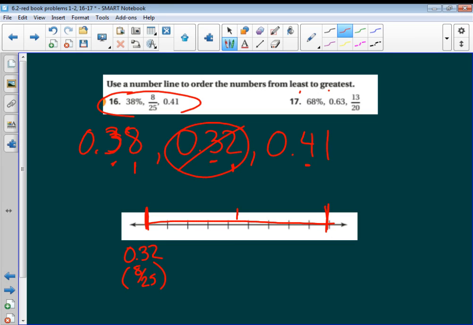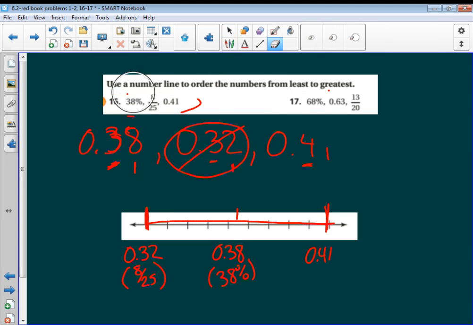Okay, so then my next point is going to be my 38 hundredths. And that, remember, was my 38%. And I knew that because I still have a 3 and a 4 for my decimal points, which then leaves my 41 hundredths to be the last point. So that is what your homework should look like. Let's do one more, just for good measure.